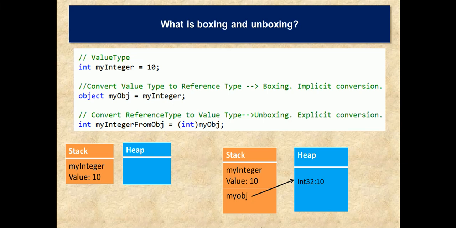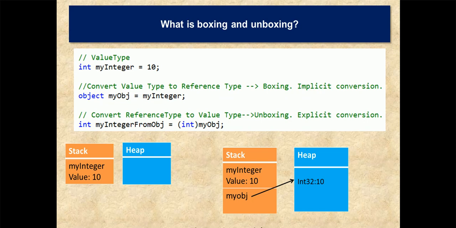So what happens behind the scenes in the memory allocation? First, when you declare the integer, it has its value stored on the stack and the heap is empty. It has nothing to do with the integer allocation. Now, if you see, my object has been assigned the integer, the integer value will now be moved to the heap because the object is a reference type, which will not store the actual value on the stack.